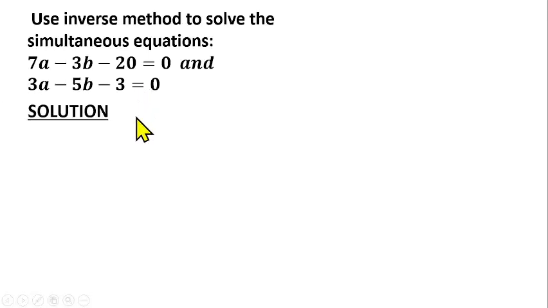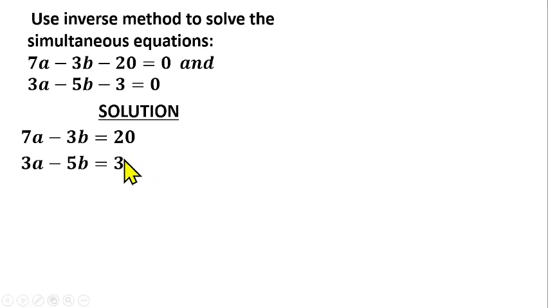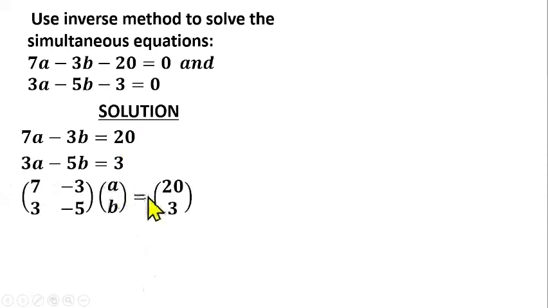So like I told you under Cramer's rule, you need to collect like terms here. So you have 7a minus 3b equals 20, 3a minus 5b equals 3. So all you need to do is represent this in matrix form. I believe you know what to do. This will give us the matrix 7, minus 3, 3, minus 5 multiplied by a column matrix A and B, and equals a column matrix. So that will give us this.